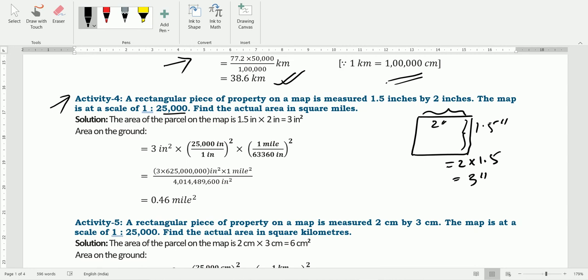We have to calculate the area on the ground in square miles. We have got the area on the map. The length is 2 inches and the width is 1.5, so area is length into breadth. So 2 into 1.5 is equal to 3. This is the area on the map: 1.5 inch multiplied by 2 inch is equal to 3 square inch. Actually it must be square inch.